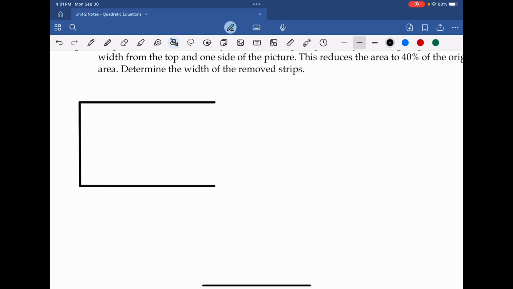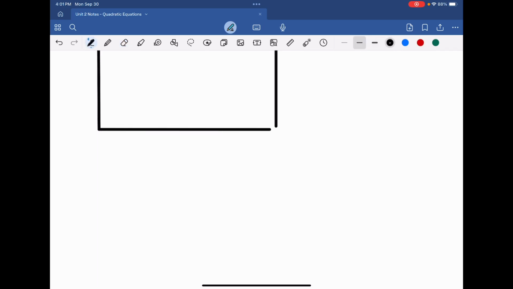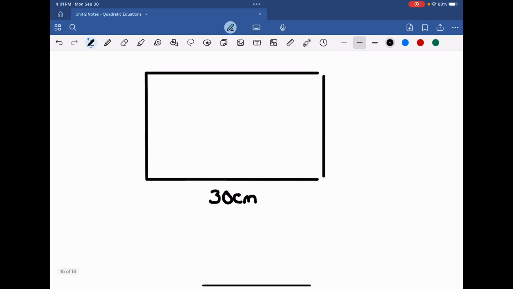So just draw some sort of rectangular picture like this, and we're going to label the outside. Our longer side will be 30, and I'm going to put it as 30 centimeters, and I'll even zoom in here. So this is going to be 30 centimeters. And then I'm going to make the width here 21 centimeters. And then they told us we're going to remove the same amount from both sections.